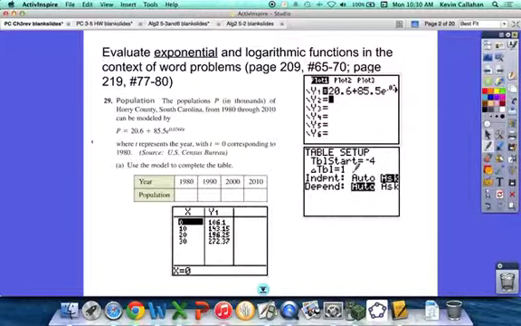You understand where the table setup is? It's above the window. And by setting it to ask, that just means when you go to the table of values, you get to fill in the x values you want. You don't have to scroll down to 30, which isn't so hard, but I think it's still easier. Just put in the values you want and get your y values from that. So that's the first part of the problem.